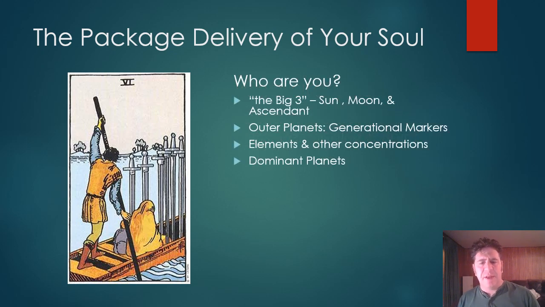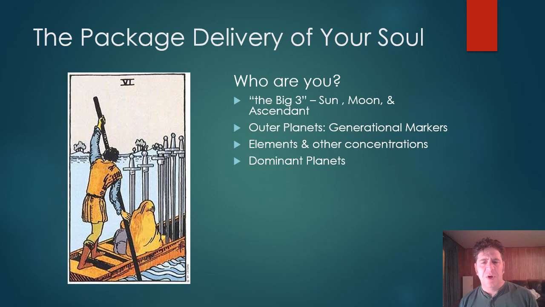Well, what are these traits and personality and that sort of thing? So when we dive into this series, the things that we look at to answer the question, who are you, are what astrologers call the big three: the sun, moon, and ascendant. I also look at the outer planets, the last 4 outer planets: Saturn, Uranus, Neptune, Pluto, because they move slow and they're generational markers.